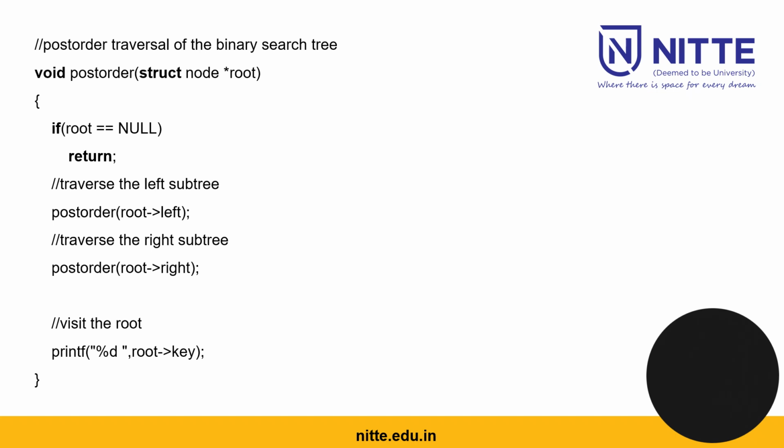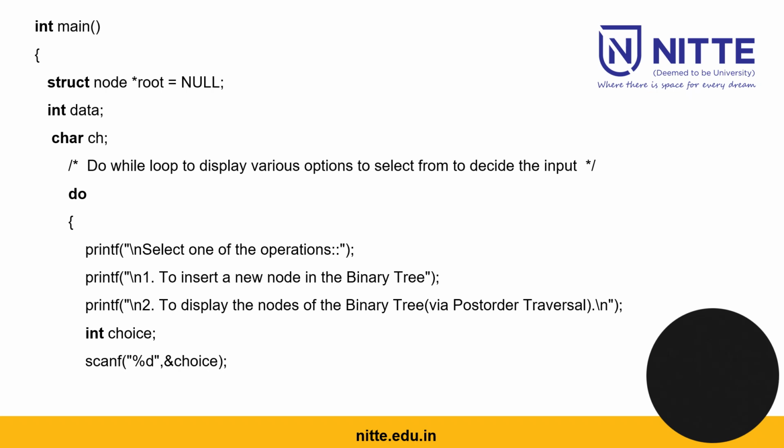Then at the last it will visit the root node. That is why we print root->key. So this is how all the nodes will be visited in the post order manner. Now we will write the main for this. So struct node *root = NULL, I will initialize initially, and int data we will define, and character ch we will define.